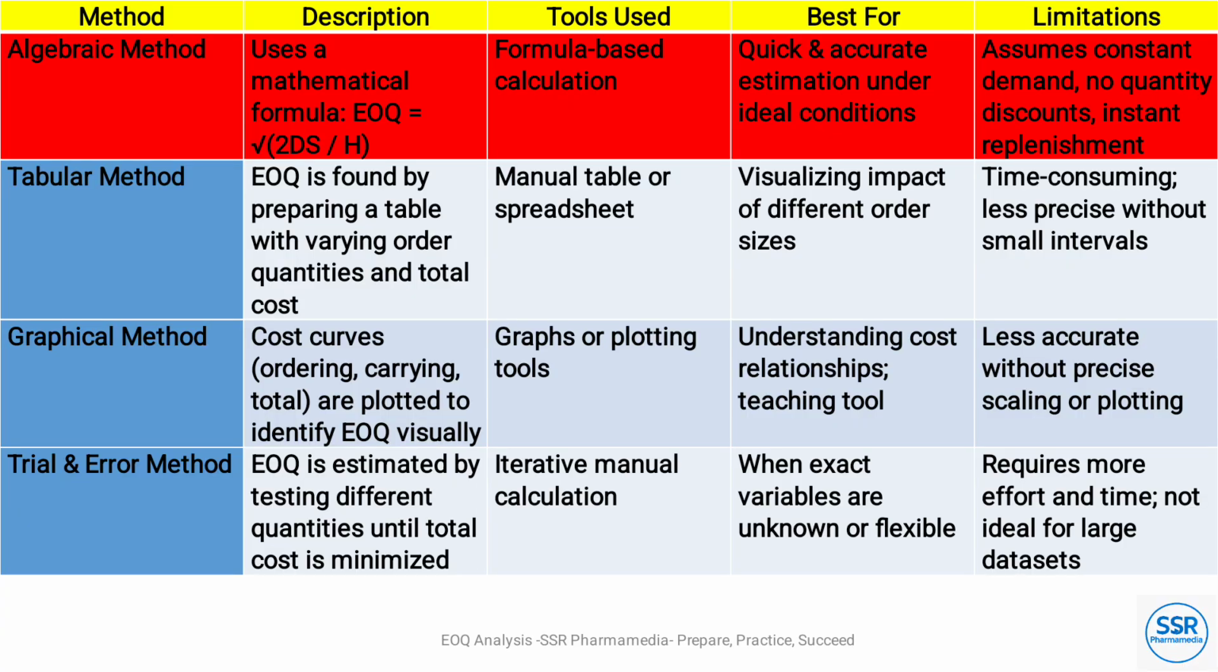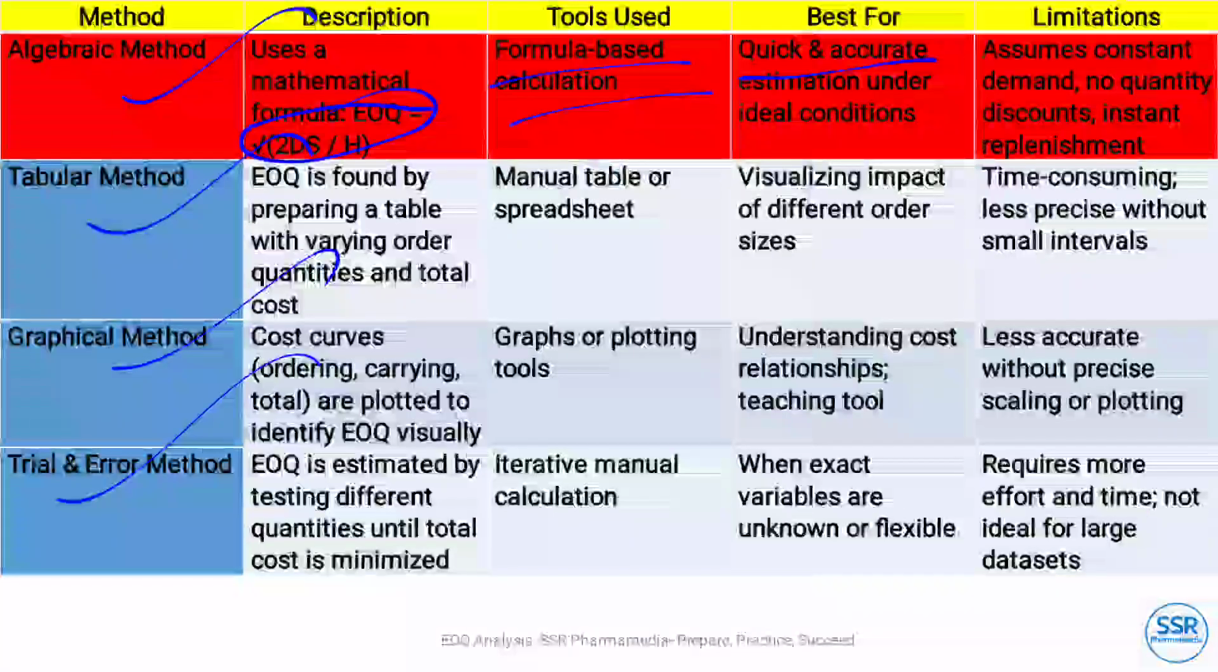You look at this tabular column. This is called methods of EOQ analysis. There are four methods: algebraic method, tabular method, graphical method, and trial and error method. In the algebraic method, the first one, we use a mathematical formula. It is purely based on the formula. It is best for quick, accurate estimation under ideal conditions. The limitation is that it assumes constant demand, no quantity discount and instant replenishment.